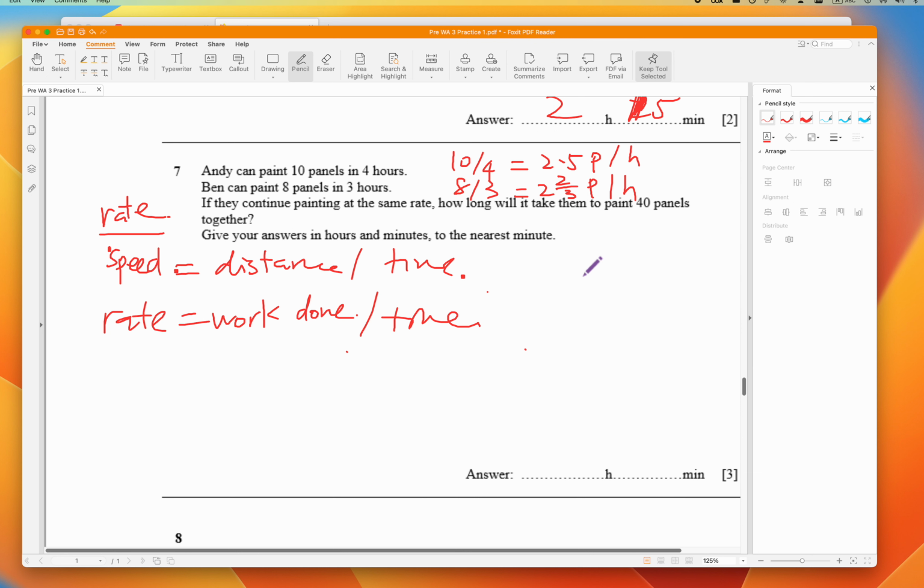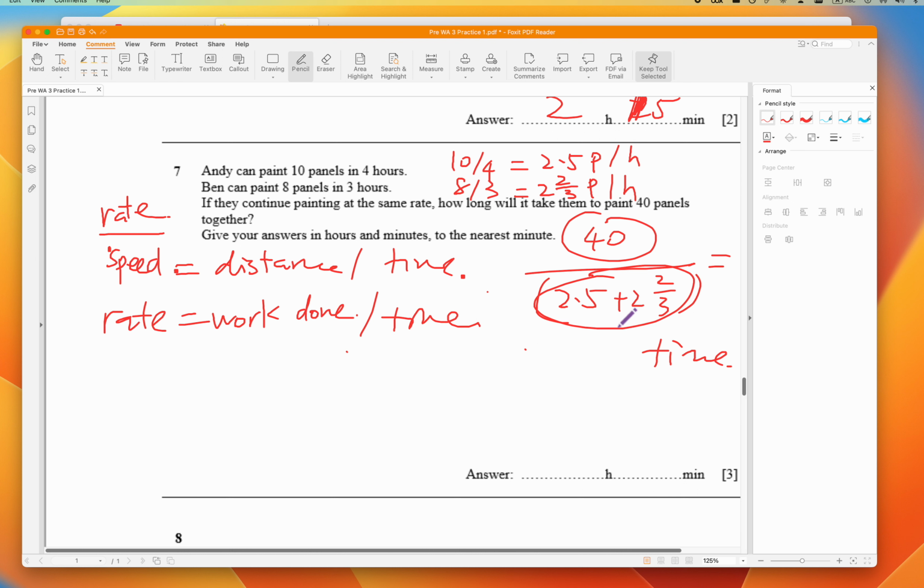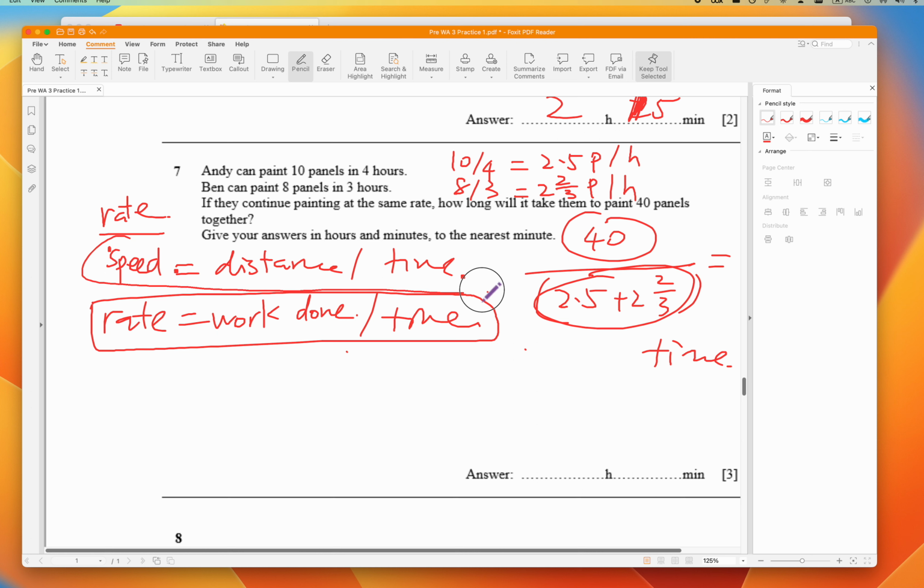So now they work together, right? So when they work together means they combine. So when they combine, it means 2.5 plus the 2 and 2/3. So that's the combined speed. So now you have the 40 parcel, you divide by this, that will give you the time. Because this is work done, this is the combined speed, then you divide work done by rate, then is time. Yeah. So the fundamental concept is this formula. Same thing as speed. Okay, so next time if you see rate question, think of this formula.